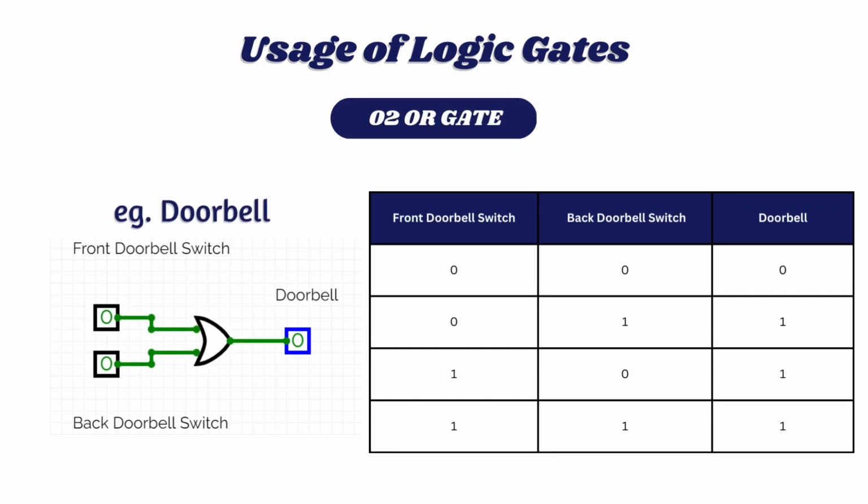Moving on to the next gate, the OR gate. If it is necessary to detect occurrence of one or more events or to take certain action after they happen, OR gates can be used. For example, the OR gate is used in the doorbell. One can press either the front doorbell switch or the back doorbell switch for the doorbell to ring.